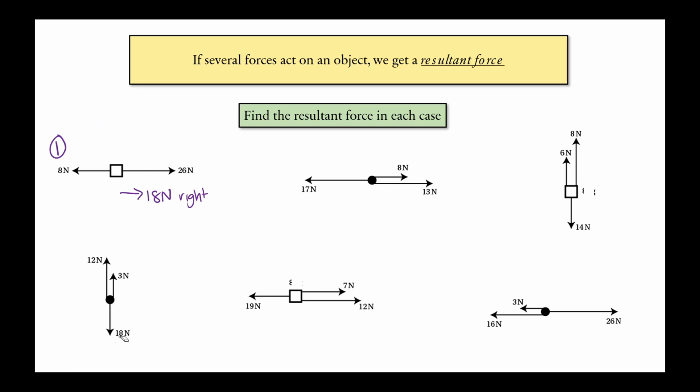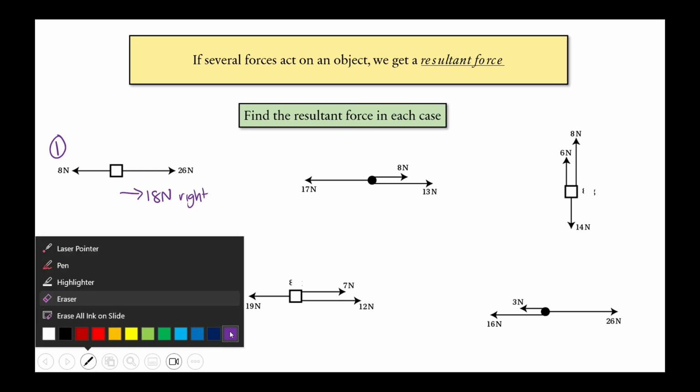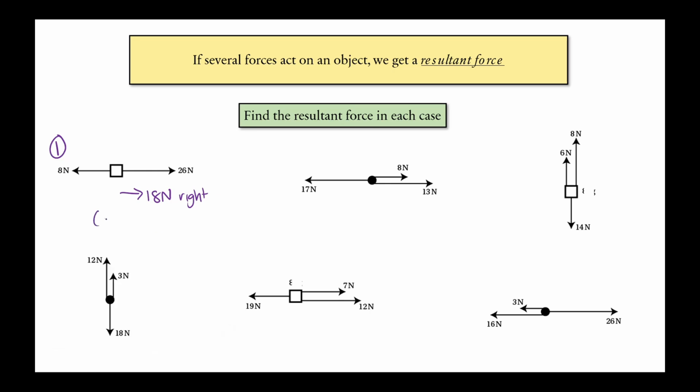So going back to question 1, we can state that it's 18 newtons to the right, or we can write it as 18i plus 0j. For number 2, we've got a total of 13 plus 8, which is going to give me an answer of 21 newtons, and we've got 17 newtons going in this direction. So that's going to be plus 3 going here. So I can either write 3 newtons to the right, or I can write it as 3i plus 0j.